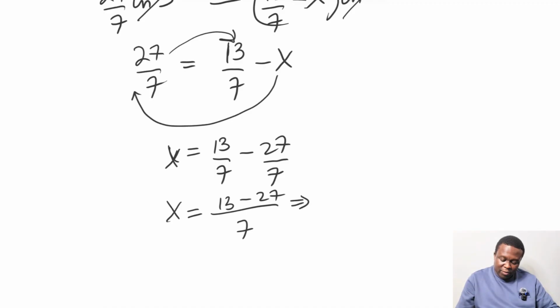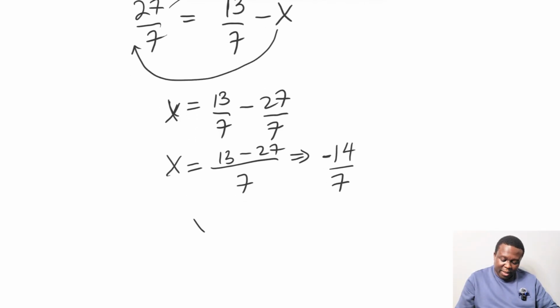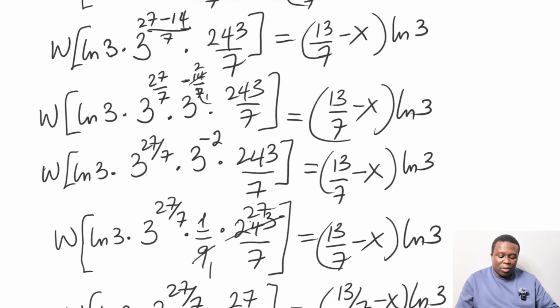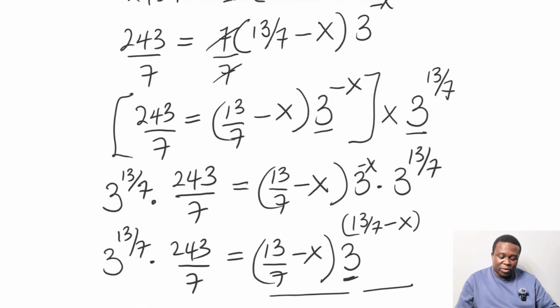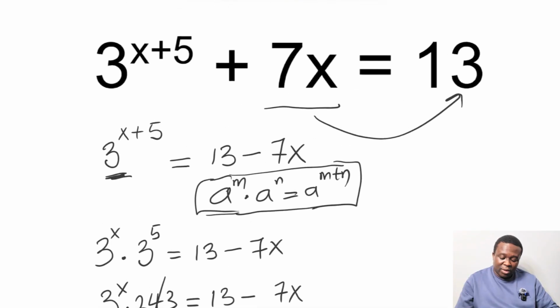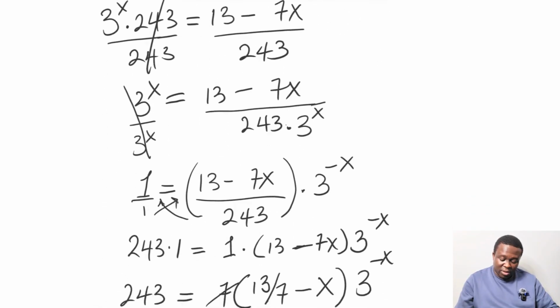That gives us 7 from 3 is 4, 2 from 1 is 1. So that's negative 14 divided by 7. 7 here is 1, 7 here is 2. x is equal to minus 2. Okay, so what's our question? 3 raised to the power x plus 5, plus 7x equals 13.